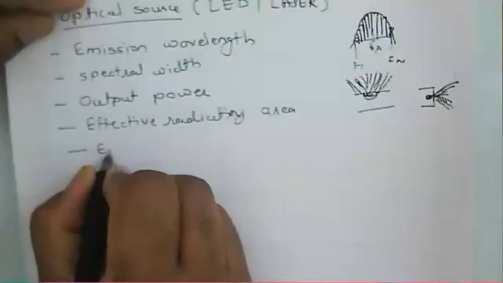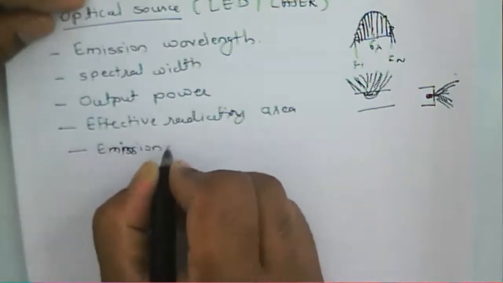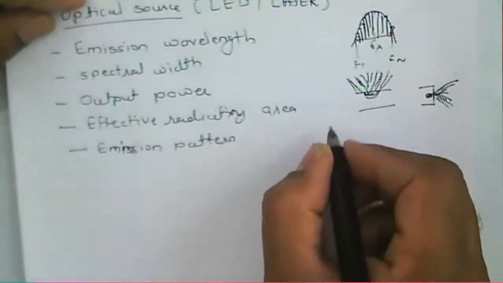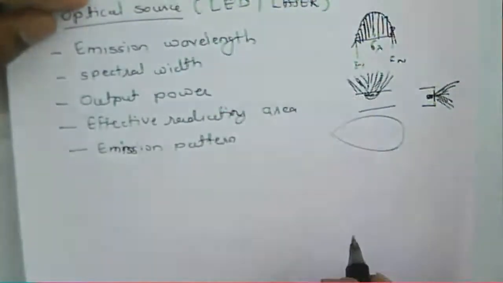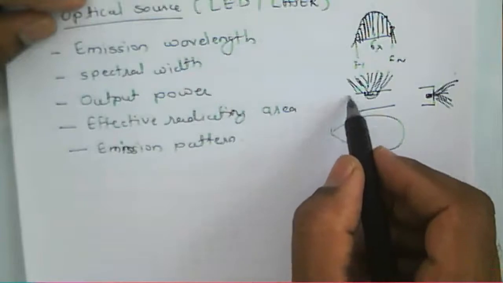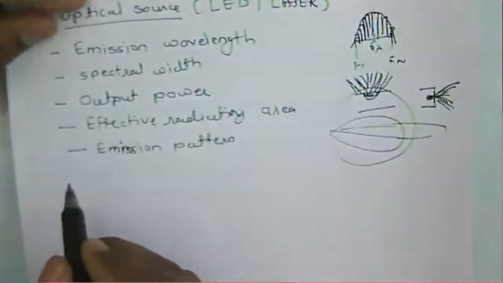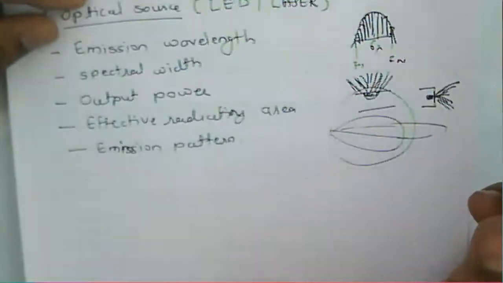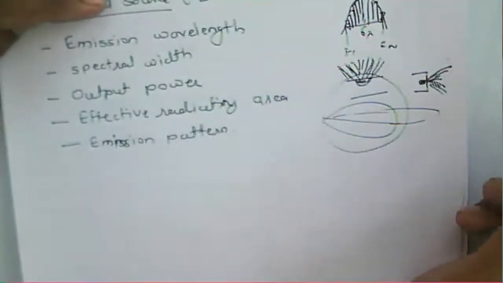Then the emission pattern. We need to talk about what the emission pattern of the source will be. So we need to know about that emission pattern. If it is broad or narrow, then according to that we can choose a fiber of a small core size or a large core size.